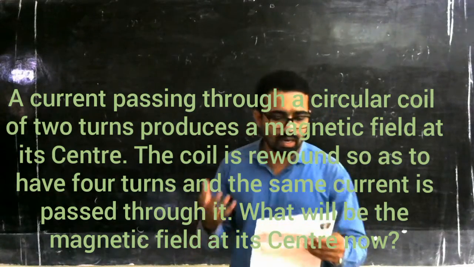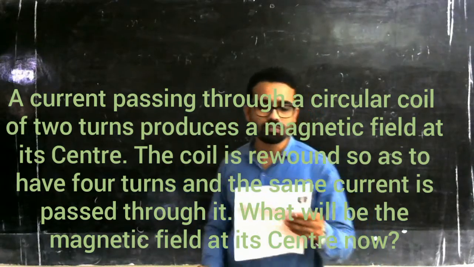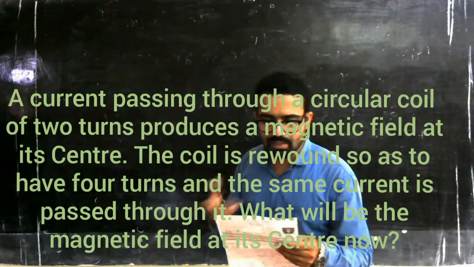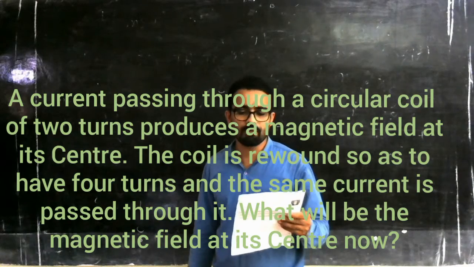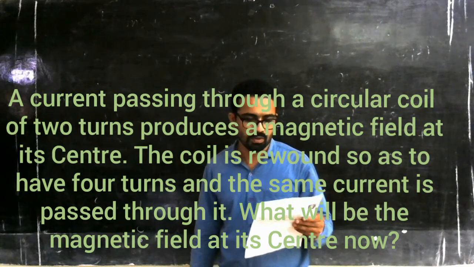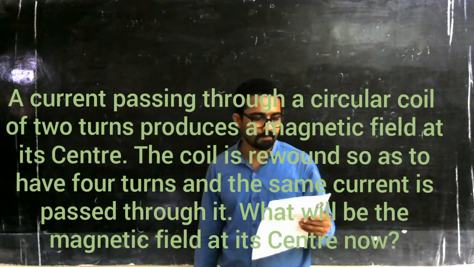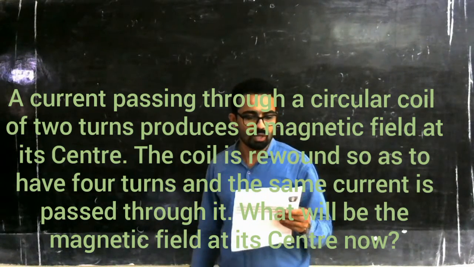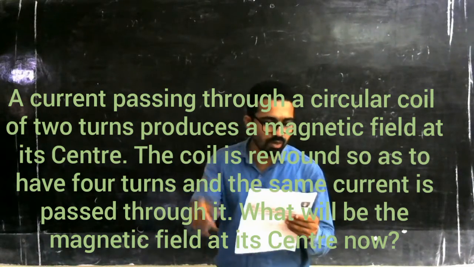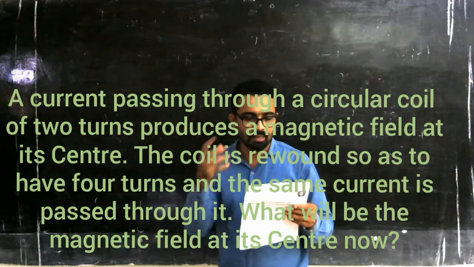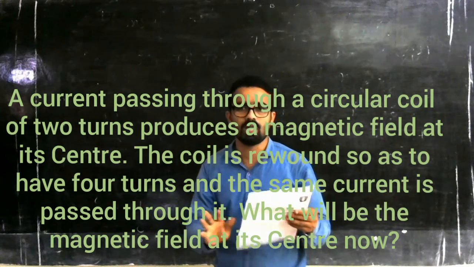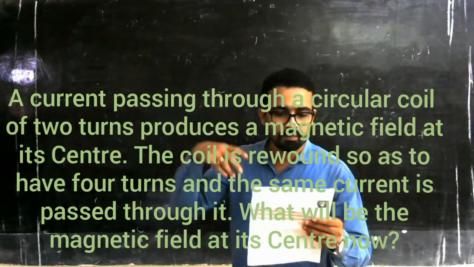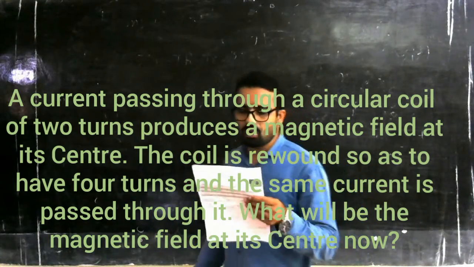There is a current which is passing through a circular coil of two turns, which produces a magnetic field at its center. There is one coil of two turns which produces a magnetic field at its center. The coil is rewound, again the same coil. I mean, the length of the coil will be the same in both conditions. In the first condition, there were only two turns. Now it is rewound and the number of turns is changed, so as to have four turns.